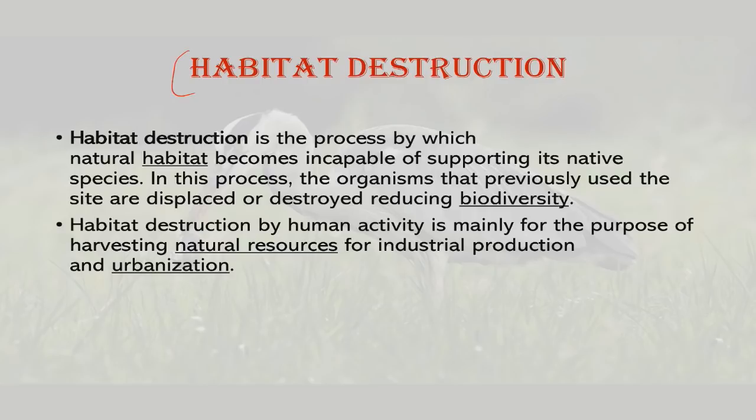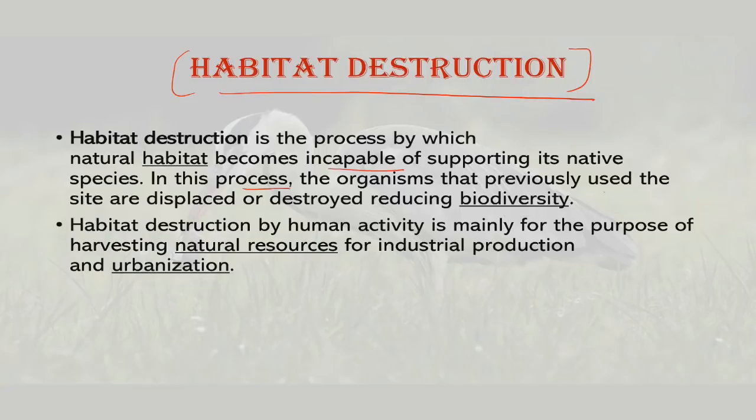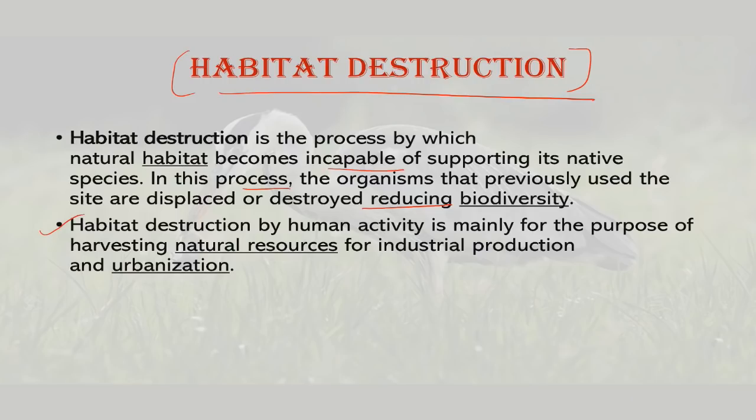So the next subtopic in this lecture is habitat destruction. Habitat destruction is a process by which natural habitat becomes incapable of supporting its native species. In this process, the organisms that previously used the site are displaced or destroyed, reducing biodiversity. So, habitat destruction by human activity is mainly for the purpose of harvesting natural resources for industrial production and urbanization.